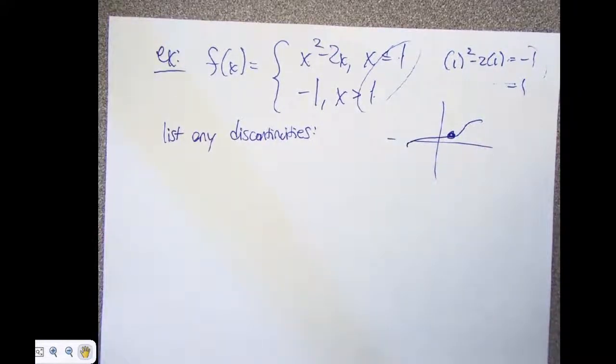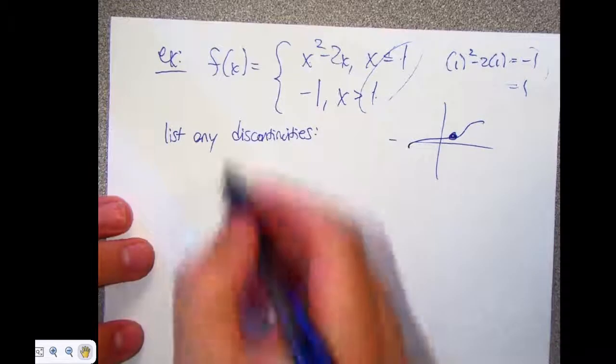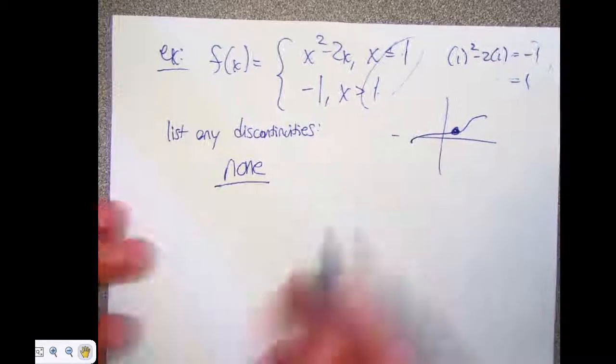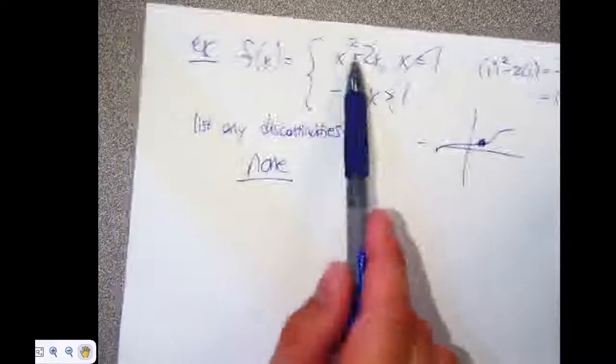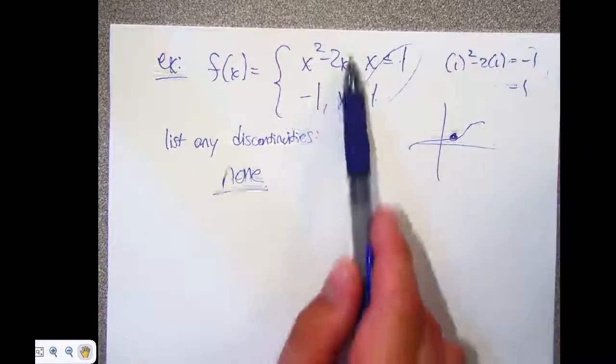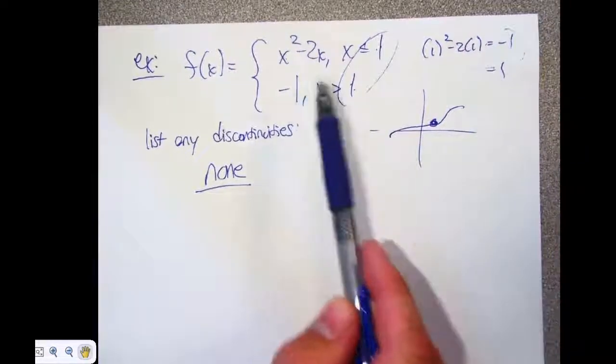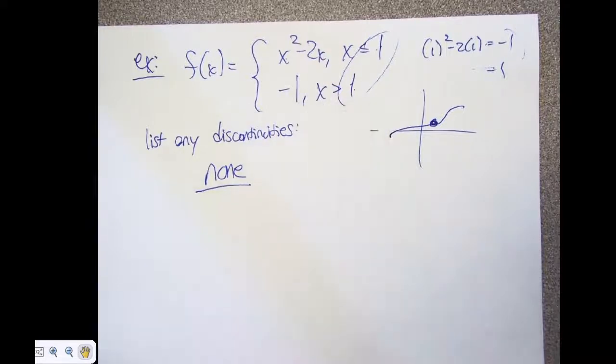We come together. Are there any discontinuities? So this would be none, because the roads meet. It's basically just like finding the limit. Like if I said find the limit as x equals 1, you would have to check both sides and see if they were the same. If they are the same, then you're good. There's no discontinuities.